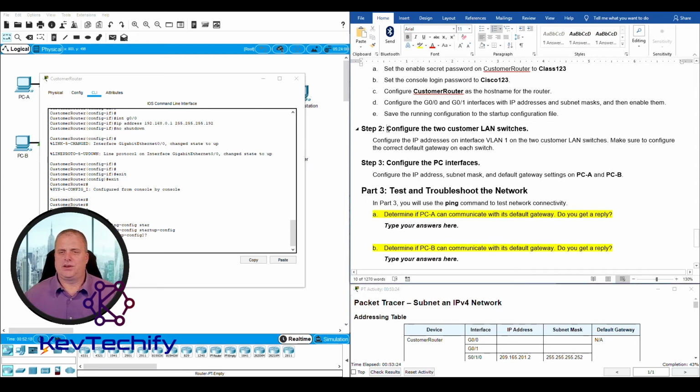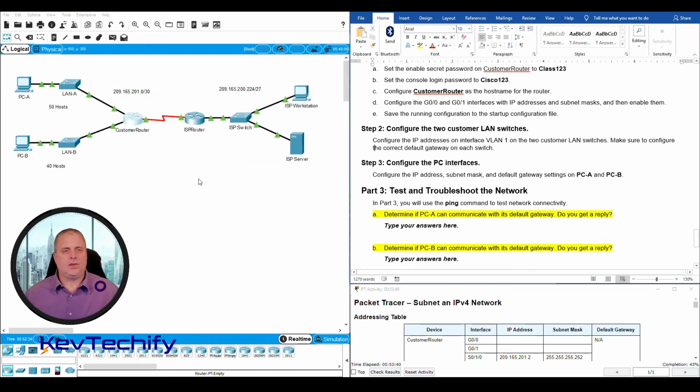Step 2, configure the two customer LAN switches. Configure the IP addresses on interface VLAN 1 on the two customer LAN switches. Make sure to configure the correct default gateway. I'm going to go ahead and close customer router. And these are the two customer switches, LAN A, LAN B. I have to go in and configure.